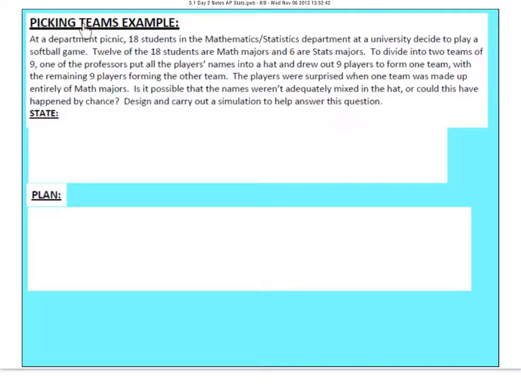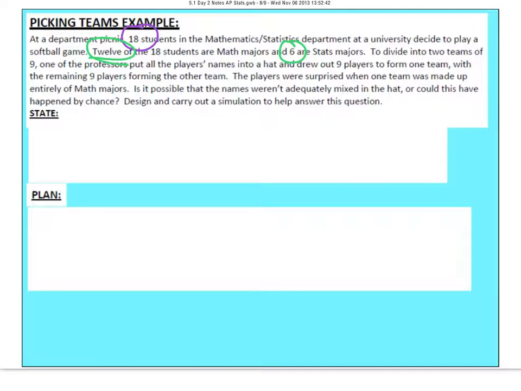Let's look at one more, picking teams. At a department picnic, we have 18 students in the math and statistics department, and they decide to play a softball game. 12 of the 18 students are math and 6 are statistics. To divide into 2 teams of 9, one of the professors put all the players' names in a hat and drew out 9 players to form one team, with the remaining 9 forming the other. The players were surprised when one team was made up of entirely math majors. Is it possible that the names weren't adequately mixed in the hat? Or could this have happened by chance alone?